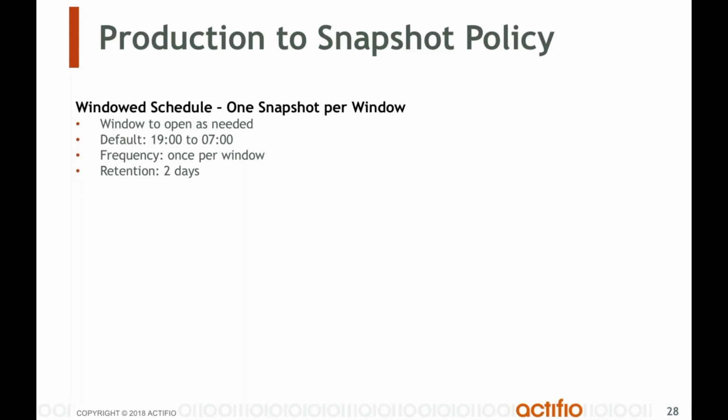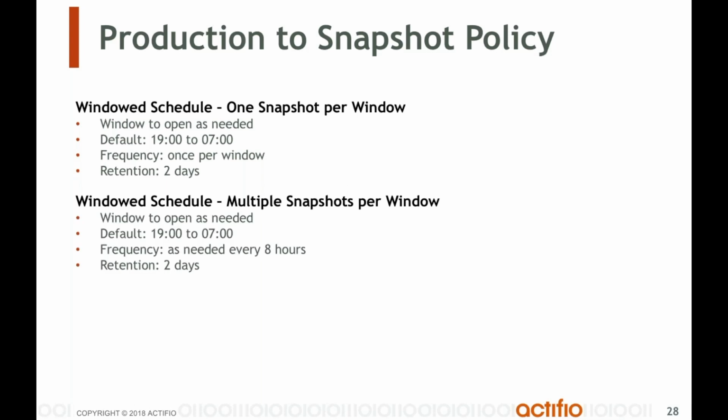I can also set up one, which is a windowed schedule, but with multiple snapshots per window. Again, the window will open as needed, and the default for this is 1900 to 1700 hours. The frequency also is as needed, and not to overlap with the time to take the snapshot. The default is every 8 hours with a retention of 2 days.